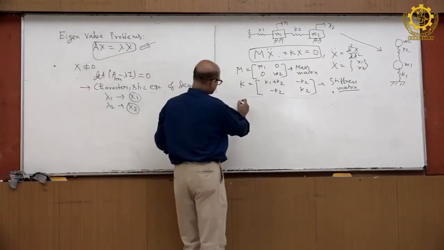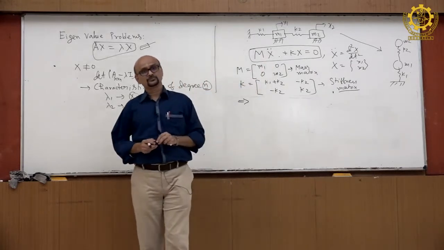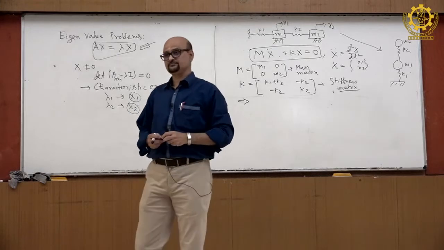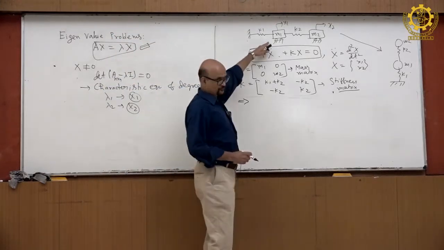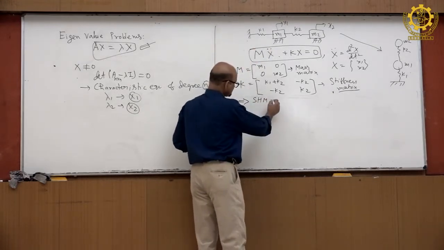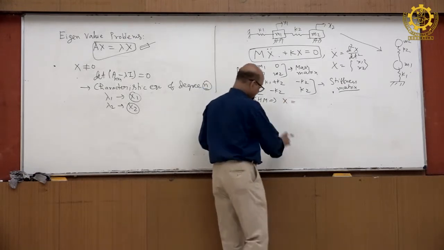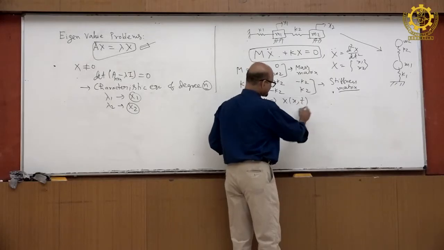To do that, how can I solve this differential equation M x double dot plus K x equal to 0 for this system? We will assume that this is a simple harmonic motion. If it is SHM, simple harmonic motion, then I will assume this X, and remember till now this X is a function of what? Displacement x and time t.